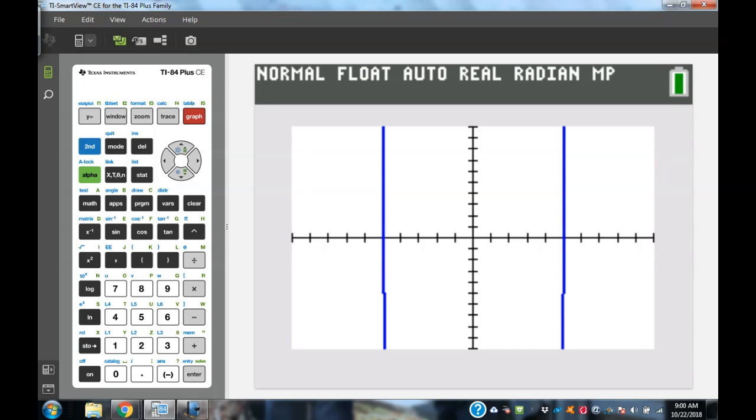How many places do I see it crossing the x-axis? 2. But it's x to the 4th power. How many places should it cross? We think 4. That doesn't necessarily mean it will cross. The degree is 4. The highest exponent is 4. That doesn't mean it will cross the x-axis at 4 places. That means we'll have 4 zeros.